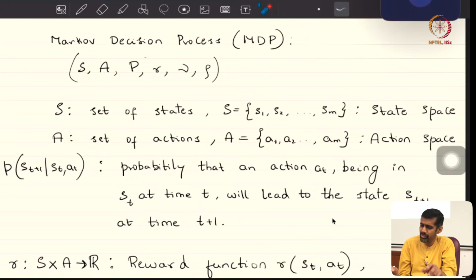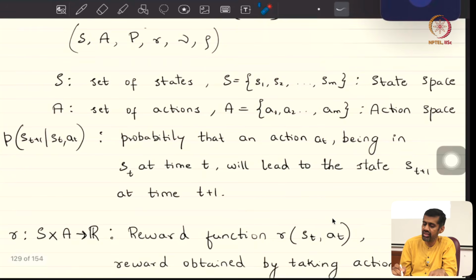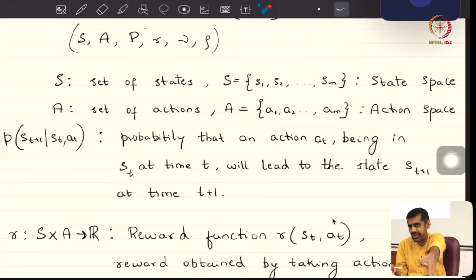The number of states and actions need not be the same; you can take them to be different. And there is a transition kernel, which is the probability that an action AT, taken in state ST at time t, will lead to the state ST plus 1 at time t plus 1. So, take an action AT at state ST, what is the probability that you go to ST plus 1? That is the transition kernel.